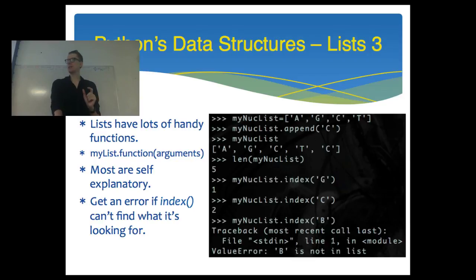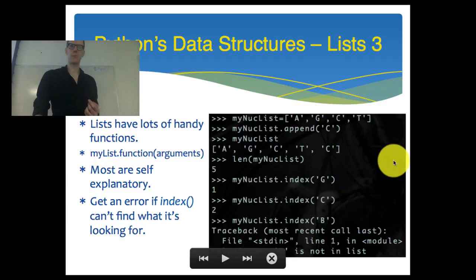.index will tell us the index at which an element first occurs within the list. So I want to know where G first occurs in my list. I do my nuc list .index and then a G, and I see that it's not at index 0 because that's an A, but it is at index 1 because that's the G. My nuc list.index C has a value of 2 because it's not at index 0 or 1, but it is at index 2. So it's not A, it's not G, it's the C. So it's found at index 2.